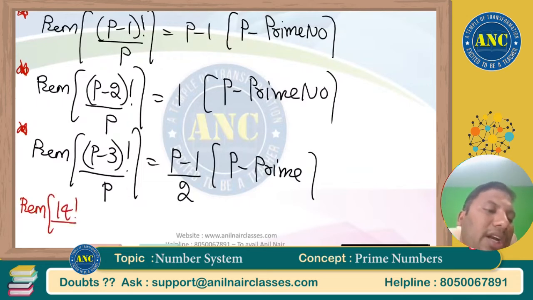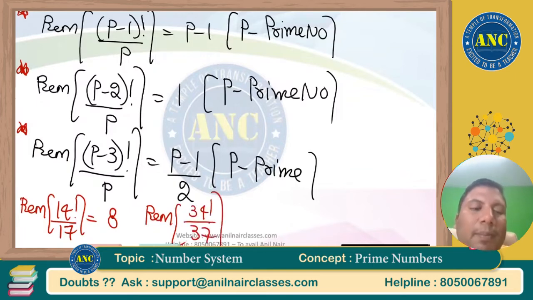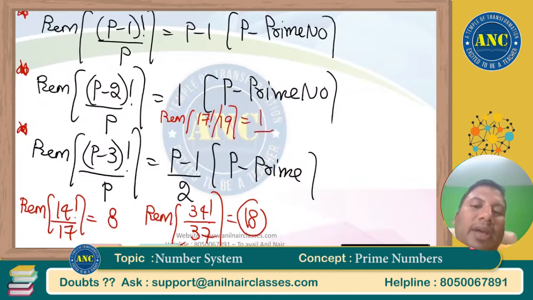14 factorial divided by 17: 17 minus 1, 16 by 2, gives 8. Remainder when 34 factorial is divided by 37: P minus 3 factorial, so 36 by 2. Answer is 18. Remainder of 17 factorial by 19: P minus 2 factorial by P, answer is nothing but 1.